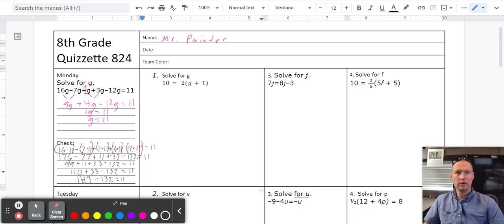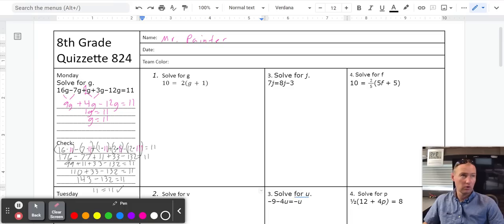And last step, 143 minus 132 equaling 11. Let's see. Oh, how nice. It does work because 11 does equal 11. So check. So you can use a calculator on this for each little individual step.